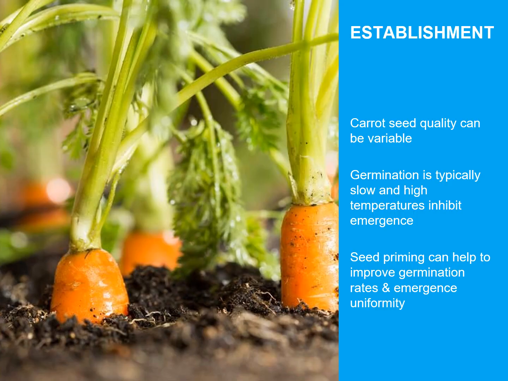As I also mentioned in the previous screencast, carrot seed quality can be quite variable because of the different developmental stages of the seed on the plant, and for that reason germination can be quite varied. It can be slow and inhibited under high temperatures, so under adverse conditions it can take quite a while for a carrot crop to become established. Techniques such as seed priming can help improve the germination rate and emergence uniformity of carrots.